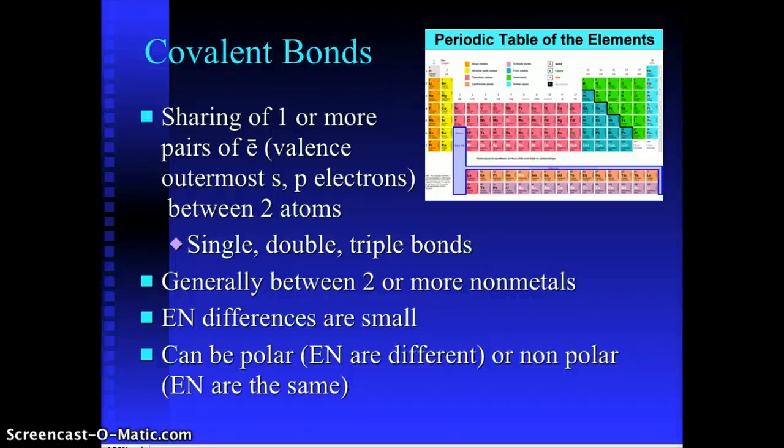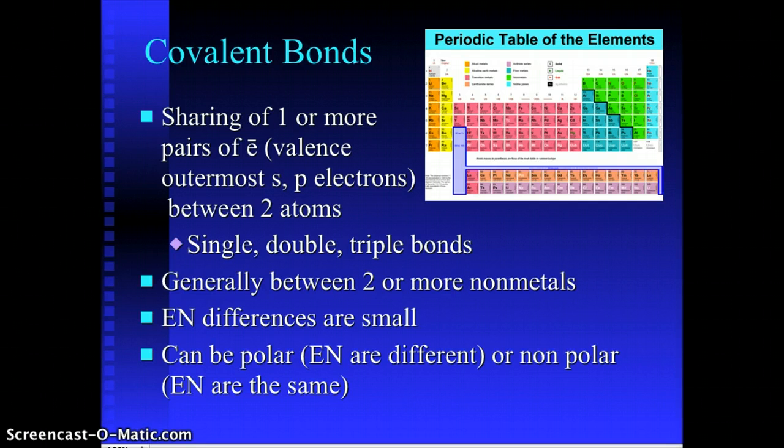The other key is, remember, covalent ones are between two or more nonmetals. So two or more nonmetals, underline that as well. Star that as you're writing that down. So again, covalent bonds, we're looking at nonmetals sharing one or more pairs of electrons.